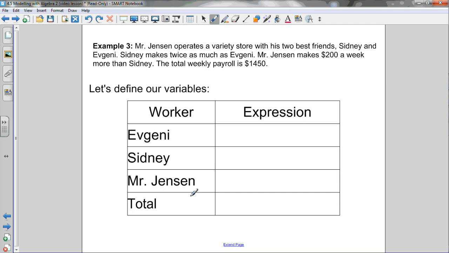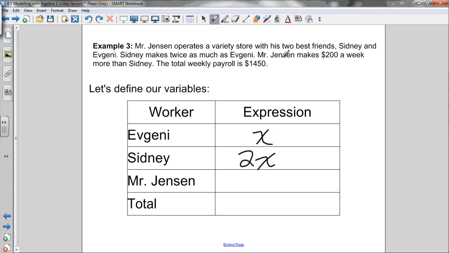So it gives me a bunch of information. Let's look at Evgeny first. It tells me that Sydney makes twice as much as Evgeny, and I make $200 a week more than Sydney. So it doesn't really compare Evgeny to anyone. What does Evgeny make? Let's just start off with the expression x. Evgeny makes x amount of dollars. Now let's look at Sydney. Sydney makes twice as much as Evgeny, so he makes 2x.